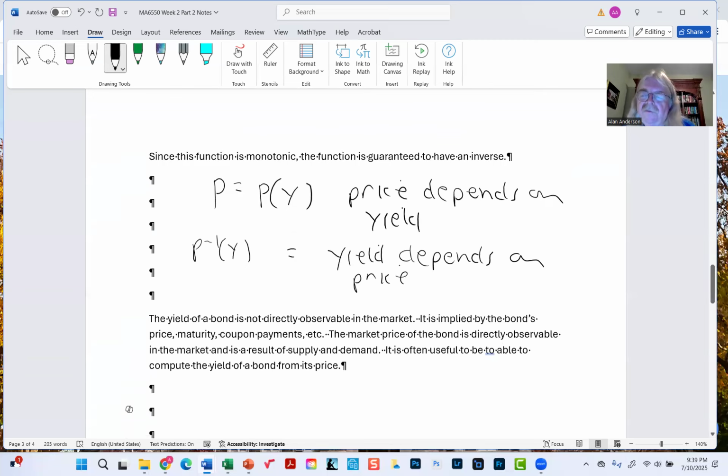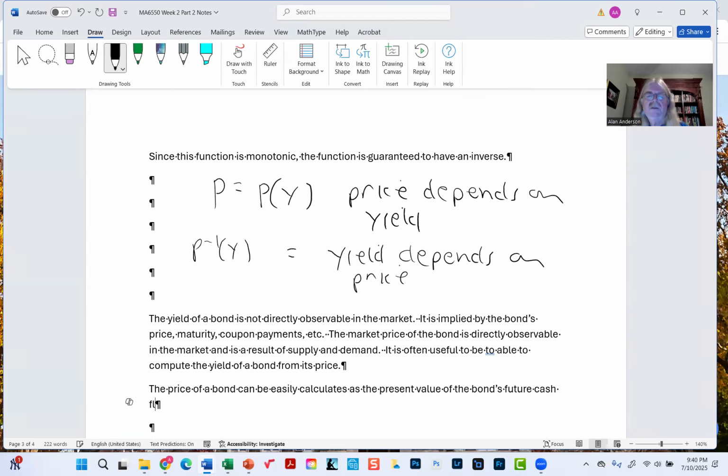Now, unfortunately, unlike the price, taking the price from yield is easy. It's just a question of calculating present values. The price of a bond can be easily calculated as the present value of the bond's future cash flows, where the discount rate, the rate at which we're discounting the cash flows, is the bond's yield to maturity.